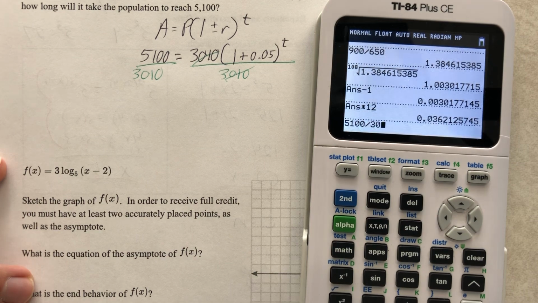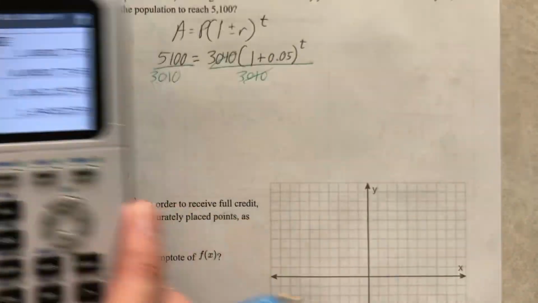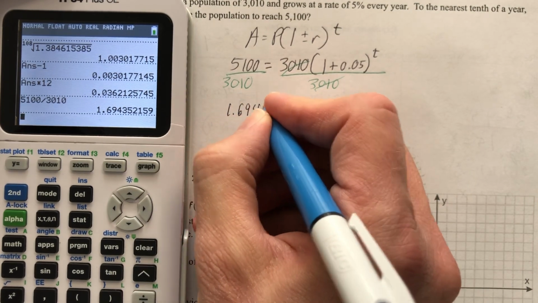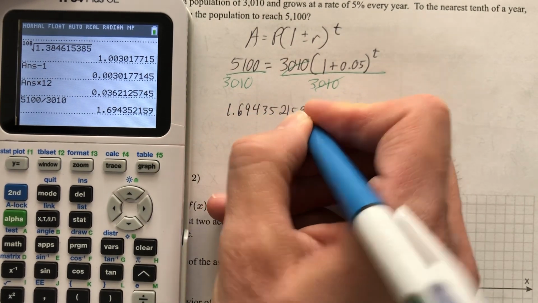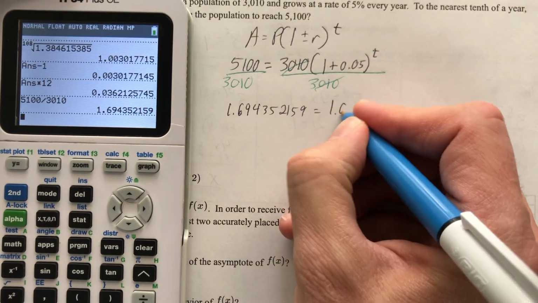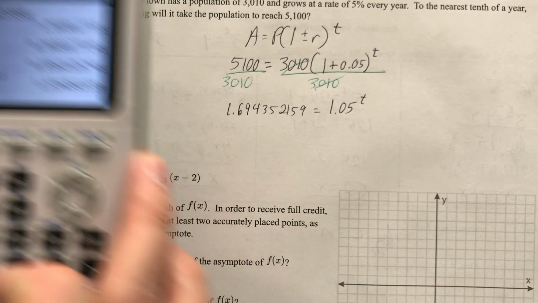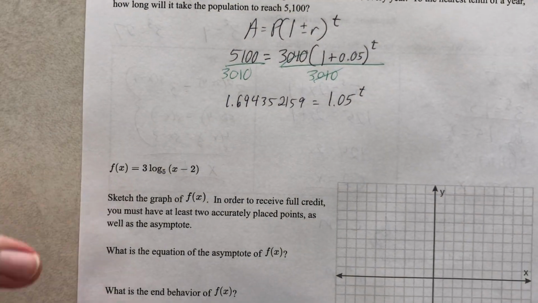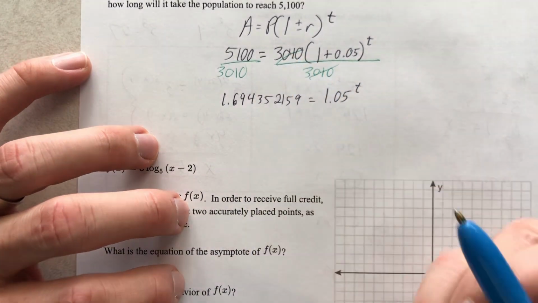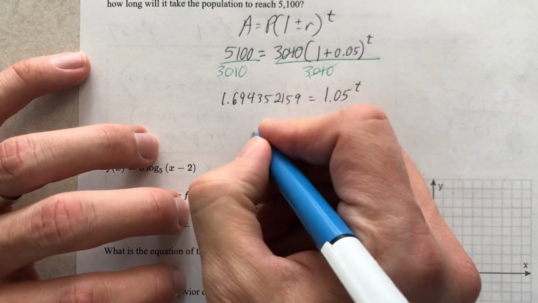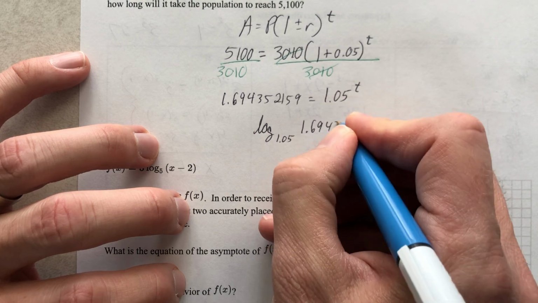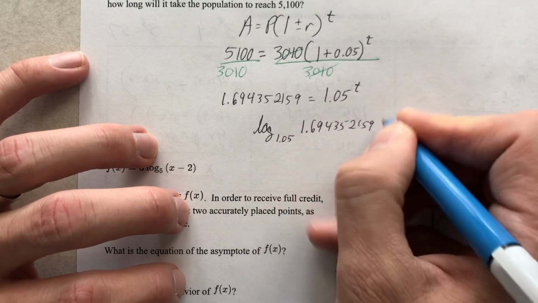5,100 divided by 3010. That's it right there. 1.6943522159. That's equal to, okay, we know what this parentheses is. 1 plus 0.05, that's 1.05. We're going to raise it to the t. All right, we're ready for a log now. How do you know? We're in exponential form, and there are no numbers like this to be moved out of the way. Everything's simplified as much as we can, so log base 1.05 of 1.6943522159. That's equal to t.